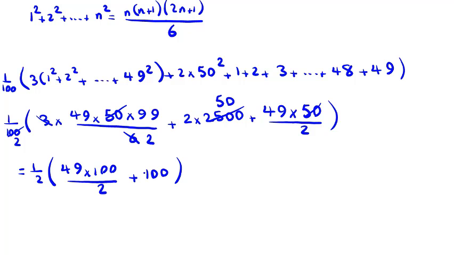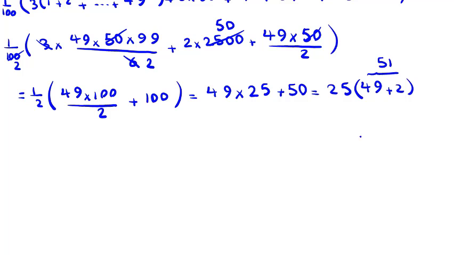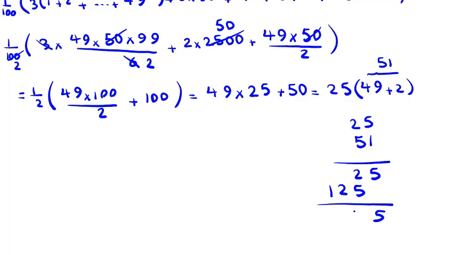Now it is 1 over 2, 1 over 2, so you say 49 times 100 over 4, 25 plus 1 over 2, 150. So you factor out 25, it will be 49 plus 2, which will be 51. So the answer of this problem, if we multiply, it will be 25 and 51, 1275. So the answer of this problem equals 1275.